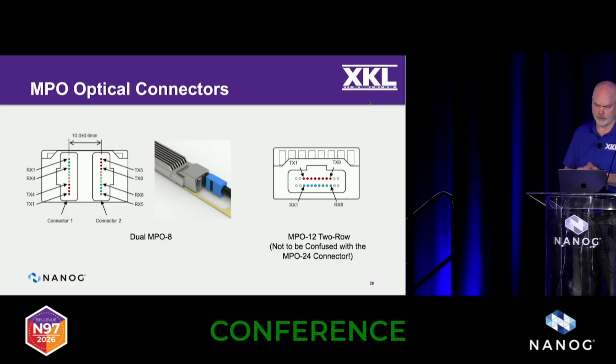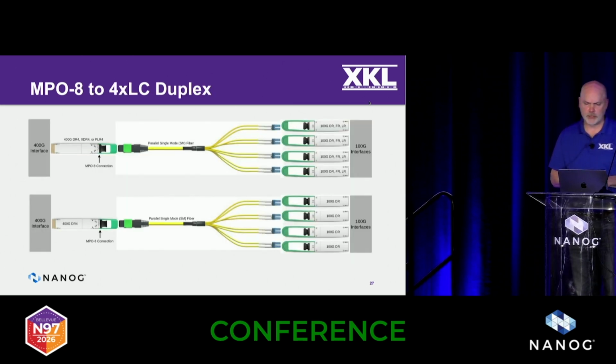Yeah, and then I thought it was interesting to show the MPO12 2-row, since it looks exactly like the 24. And so how do you know? Here's a very common example of a 400 gig optic, right? MPO8 on one side, and you want to break that out into 400 gig streams, 400 gig interfaces. So in the top left guy, I show a 400 gig DR4, XDR4, or PLR4. These are the different options for getting 4 lanes of optics out of that transceiver.